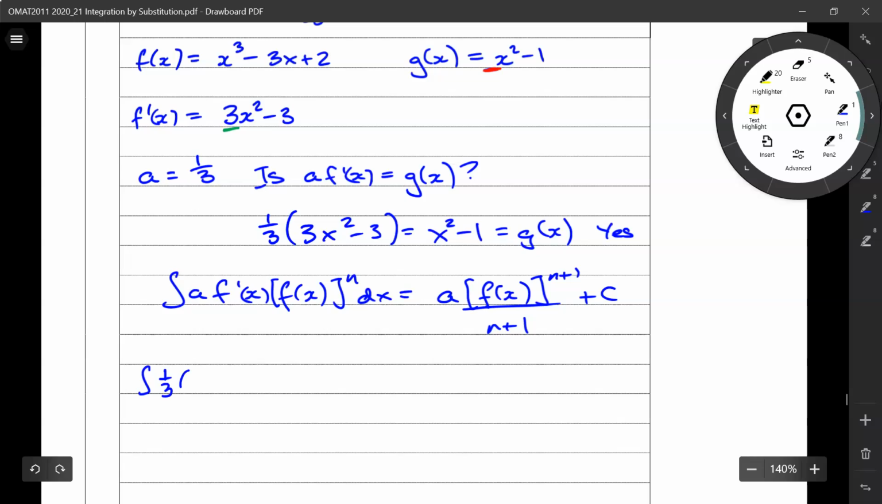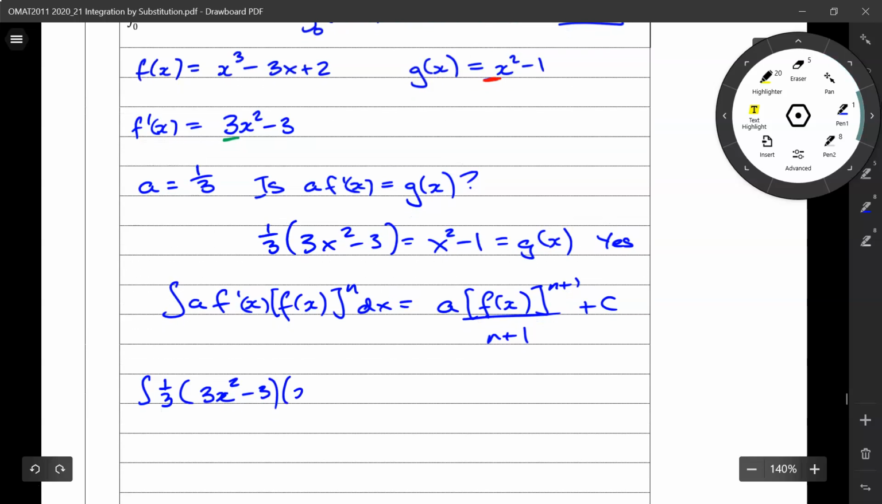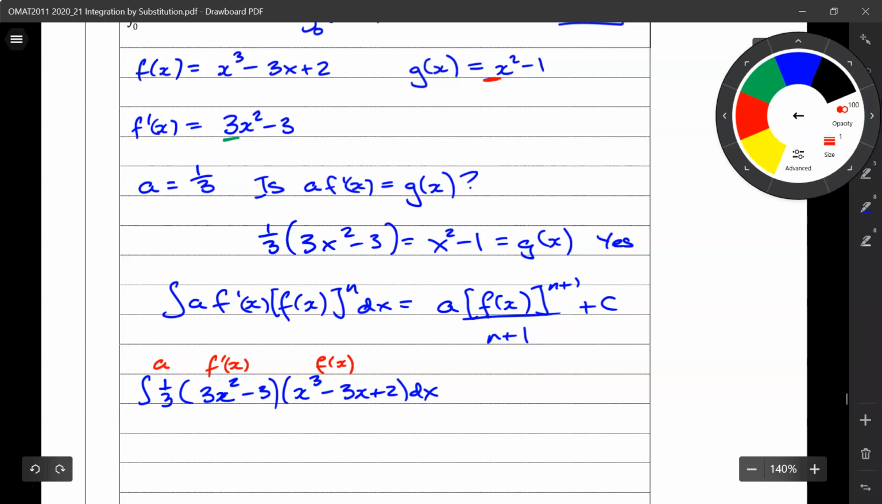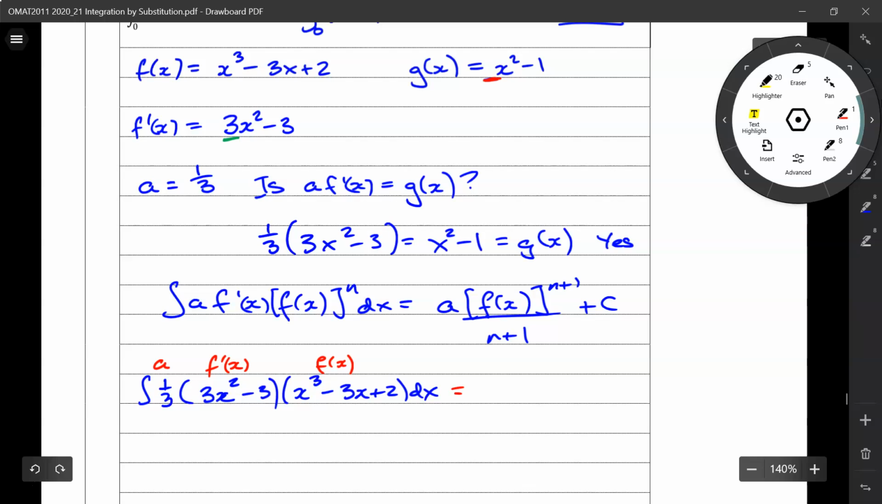So we have 1/3 times 3x squared minus 3, and then our function is x cubed minus 3x plus 2 dx. So if I write that out, that's our f prime x, our first derivative, and this is f of x. And we can apply our rule then, so a is 1/3, and we have f of x, which is x cubed minus 3x plus 2. Our power was a half. I should have put the half in here.